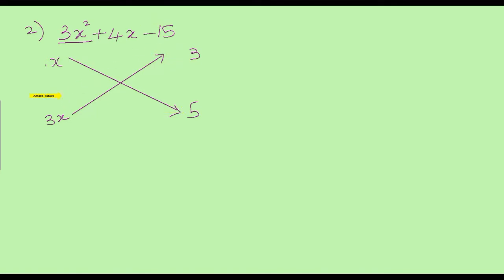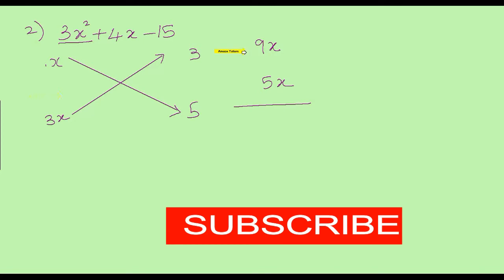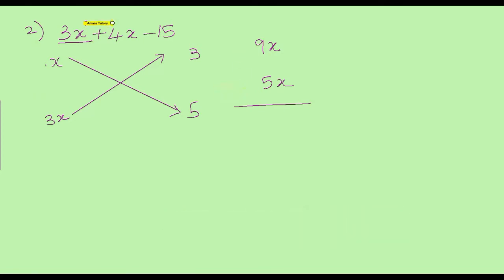Let's cross multiply. 3 3s are 9x. x times 5 is 5x. Now these two should give you 4x. Then we will have to take away, not add. If I add it, it's giving me 14x, but I need only 4x. This is positive: the larger number should be positive and the smaller number should be negative. Then only I'm getting positive 4x, which is the middle term. Correct? So the same plus goes here and this minus goes here. That's all. We are done.